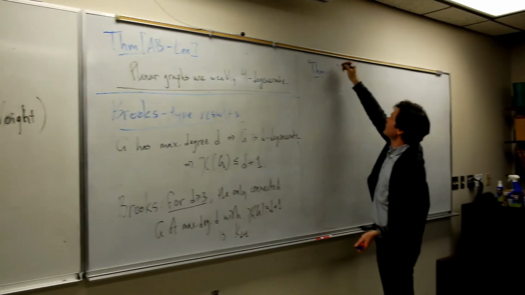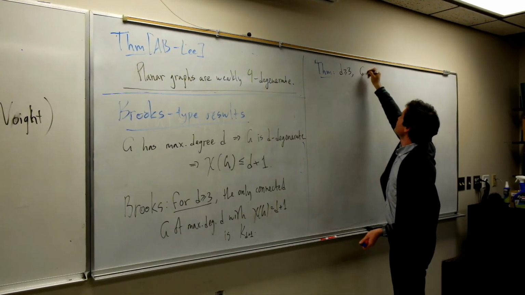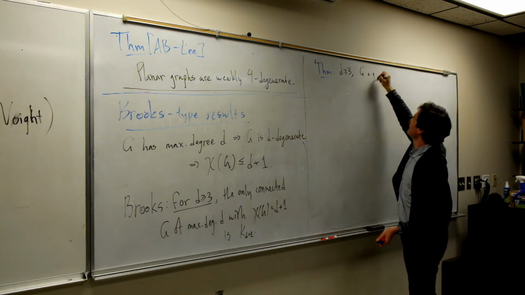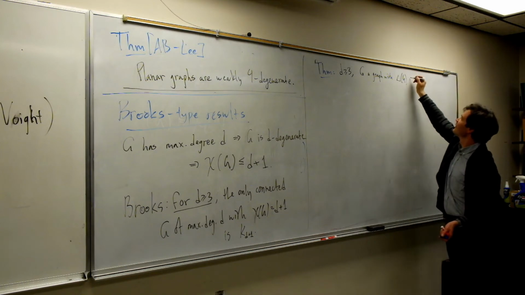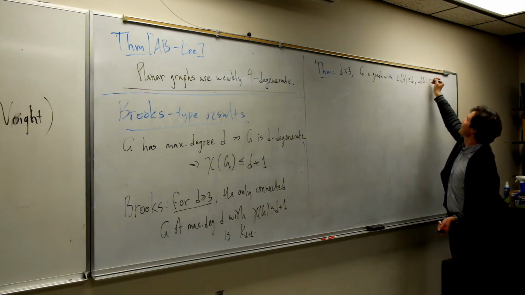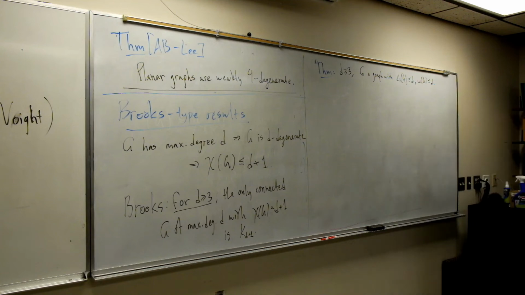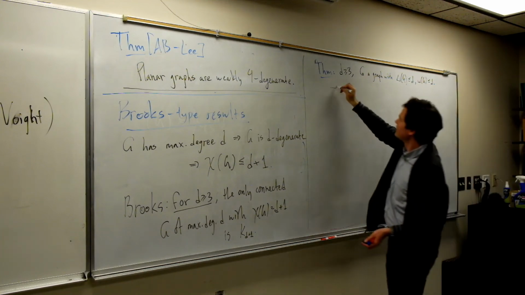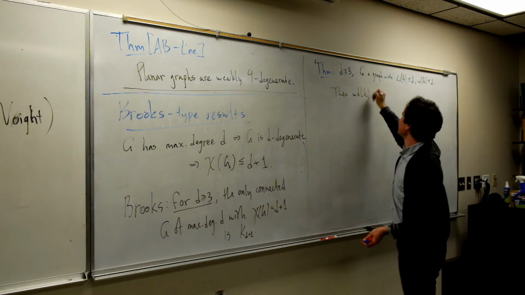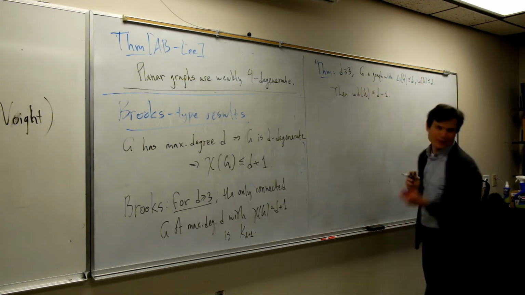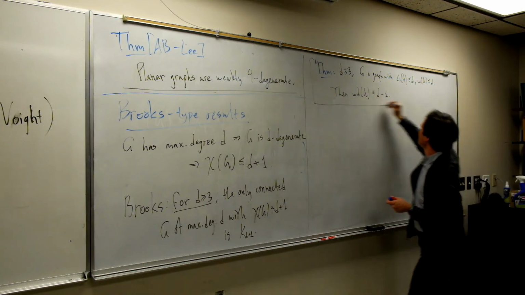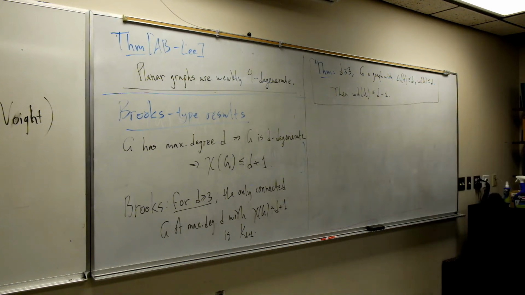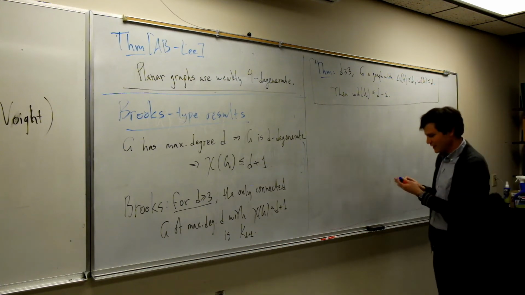Let me write it this way. Say D is at least 3, and G is a graph with maximum degree at most D, and clique number at most D. Let me phrase it this way: it doesn't contain a clique on D plus 1 vertices. Then the weak degeneracy is at most D minus 1, rather than at most D. And hence it's D-colorable. Okay. So actually this can be strengthened in some ways.